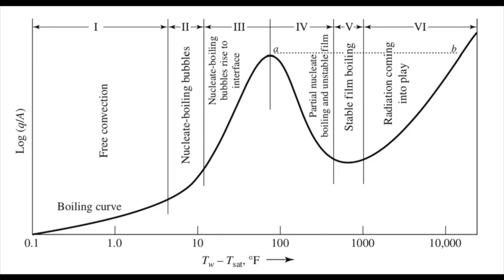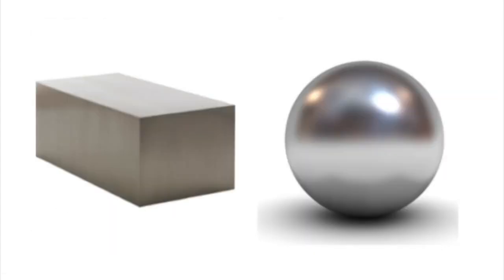In this video, we will explain the 6 boiling regimens and show video footage of regimens 1 through 5. Our goal is to formulate our own boiling curve with respect to 2 different steel surfaces. Our first surface is a sphere and our second surface is a rectangular prism. We are doing this to see if the shape of a surface plays a role in heat flux.